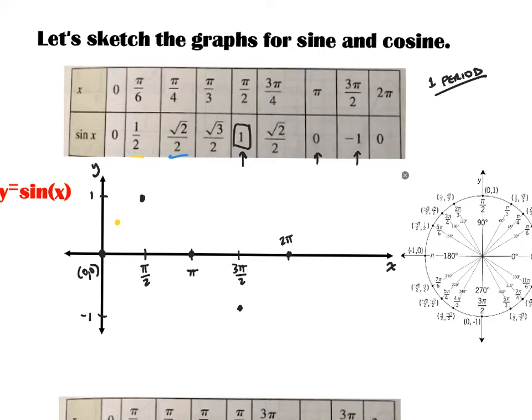So root 2 over 2 for pi over 4. And then root 3 over 2 for pi over 3. So our sine function is going to curve, make this nice, smooth, symmetrical shape from 0 to pi. And it's going to come down, hitting a minimum of negative 1 when the input is 3 pi over 2, and it completes one cycle.